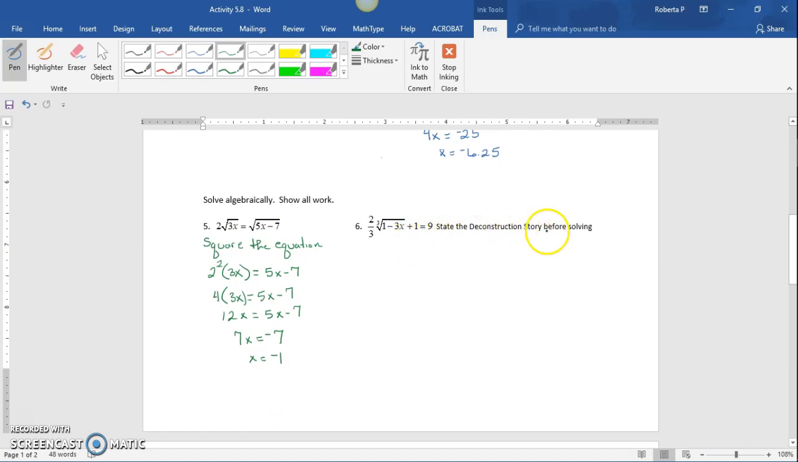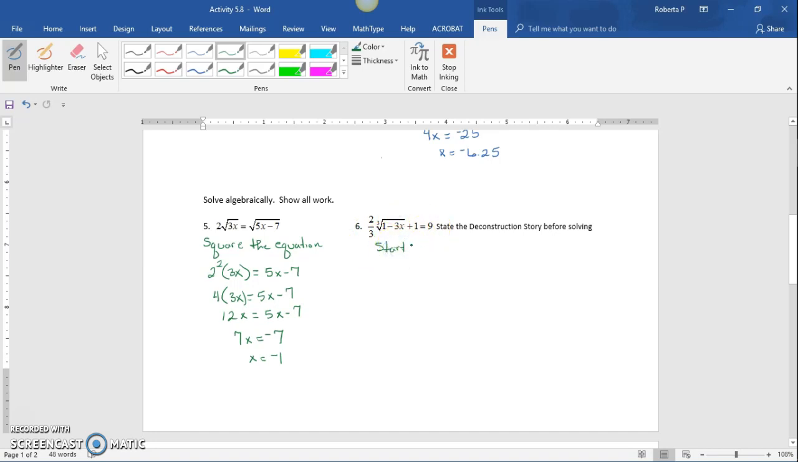So we're going to write the deconstruct story here before we solve, just so we know what we're trying to do. As a recap, -3 is being multiplied by the x, and then we have this addition of 1, and all of that is taking the third root, and then that expression is being multiplied by 2/3, and then finally I'm going to add 1.